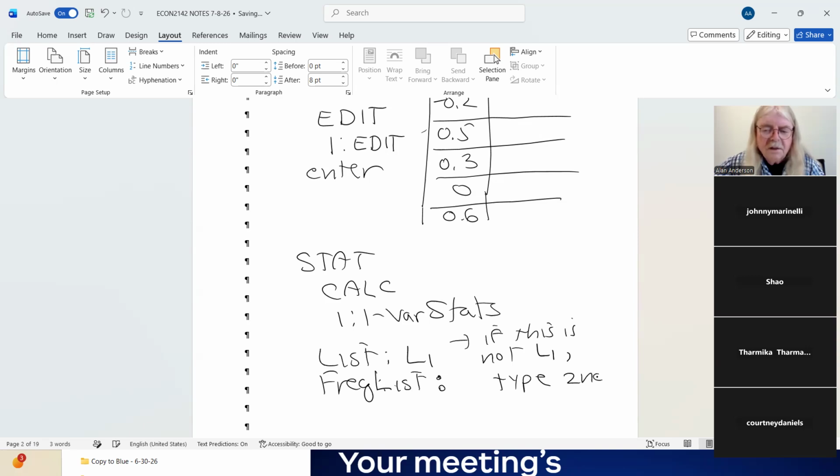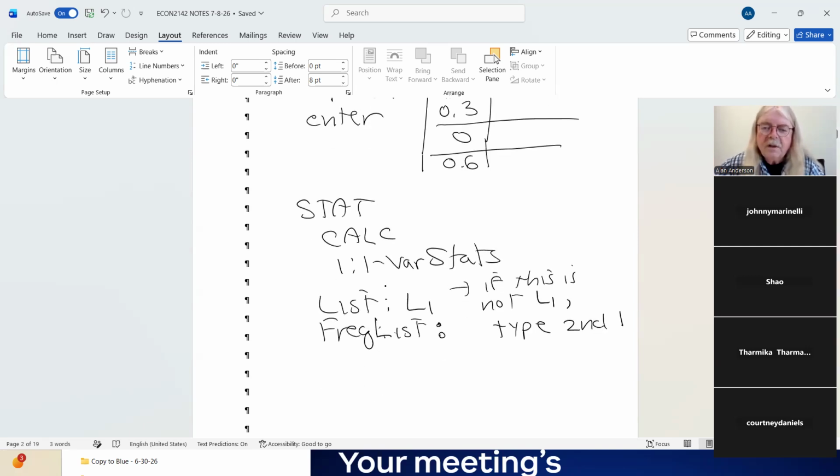Okay, if you look carefully at your keys, directly above the numbers in blue, at least on mine it's blue, it says L1. For two, it's L2. So in other words, to get to the list, you hit second and then the number you want. So if you do that, it'll say L1. So you can go ahead now and go down to calculate. Of course, hit enter.